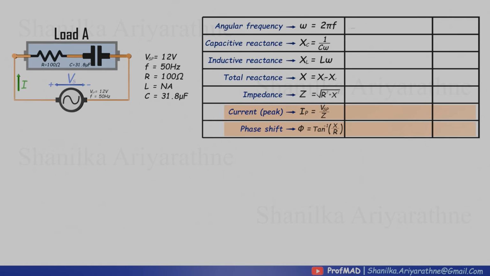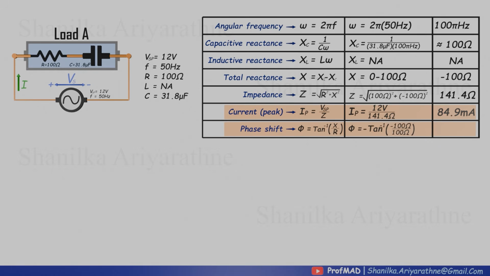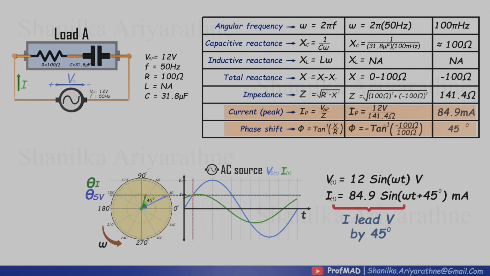Let's start with load A. We'll follow the usual path. First, calculate the impedance, then use it to find the peak current and the phase shift. After working through the calculation, we get a peak current of 84.9 milliamps with a phase shift of 45 degrees. So the voltage and current waveforms would look like this. For a simple circuit like this, these equations work really well. We derived these equations from scratch in the previous video, so if impedance and phase angle still feel a bit unclear, I recommend watching that first.